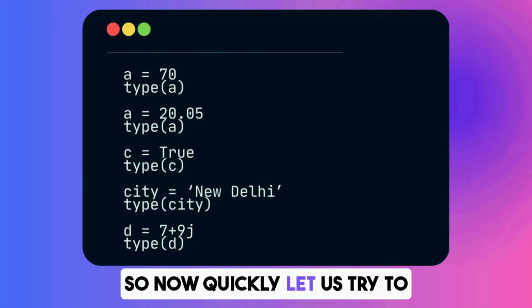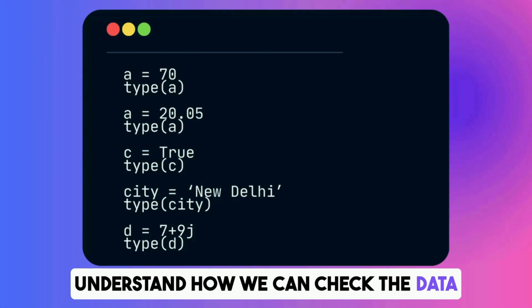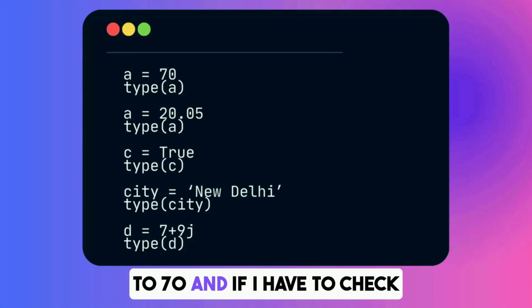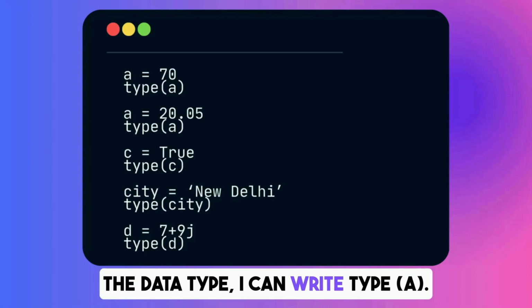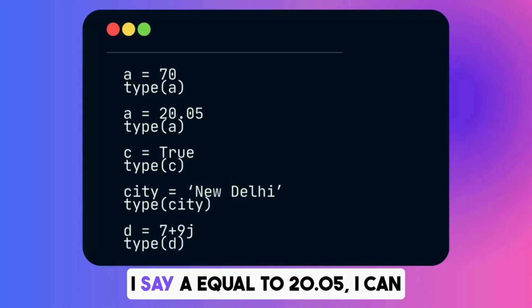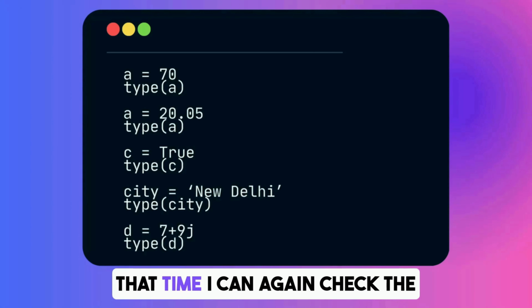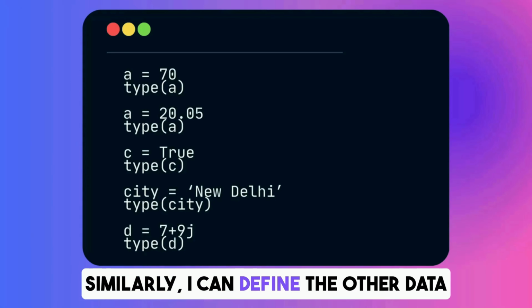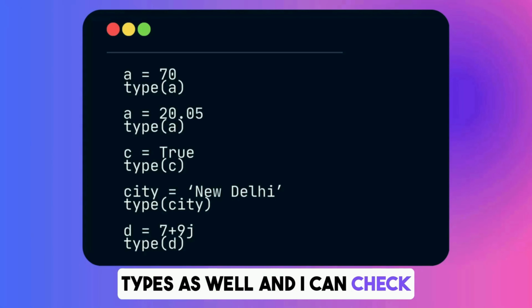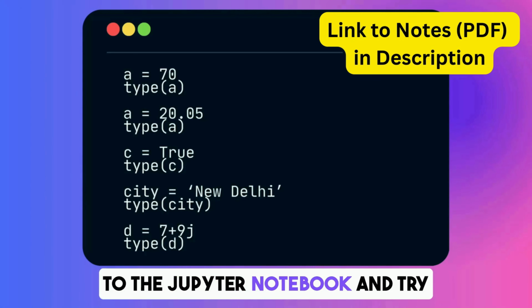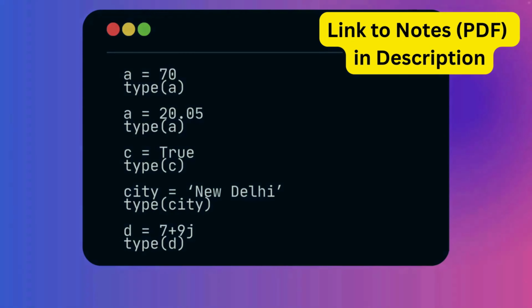Now quickly, let us try to understand how we can check the data type of any particular variable. Let us suppose I define a equal to 70, and if I have to check the data type, I can write type(a). Similarly, if I define a float value, that is a decimal value, and say a equal to 20.05, I can write type and within brackets a. That time I can again check the data type for this particular variable. Similarly, I can define the other data types as well, and check the data type for all these variables. Now let us go back to the Jupyter notebook and try to perform the same exercise.